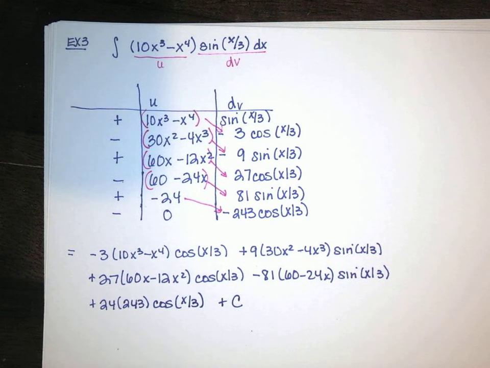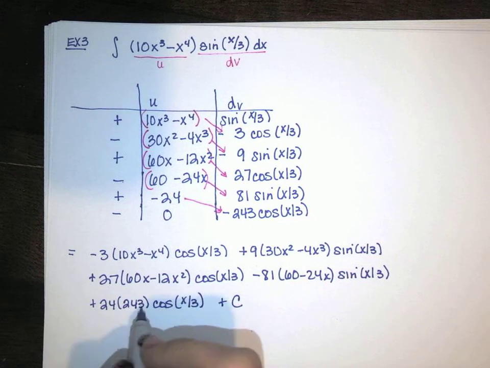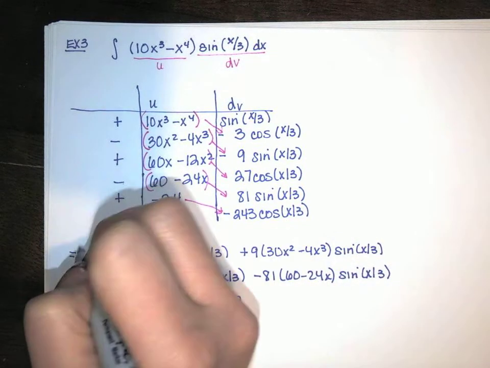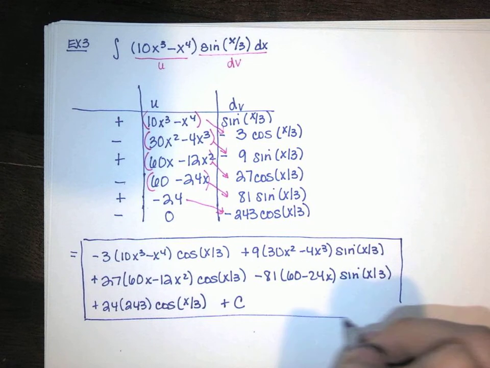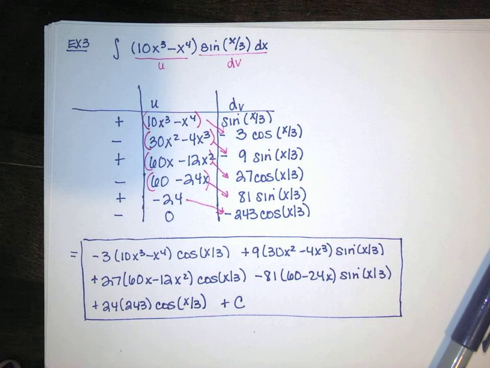Alright guys, so that's how you do it, and I would clean up that coefficient. I'm not going to do the arithmetic right now in the video. So we're done. That's tabular integration by parts.